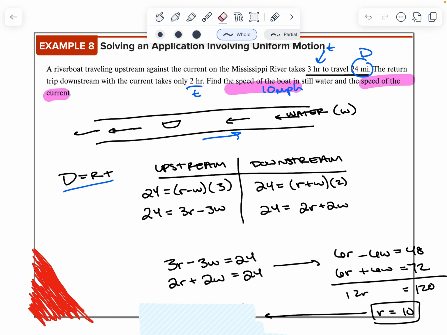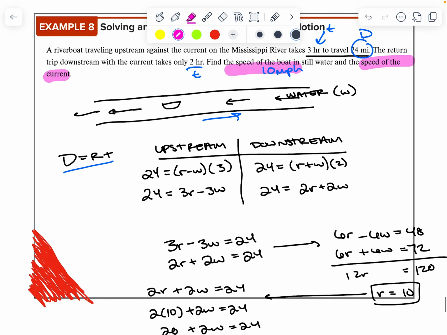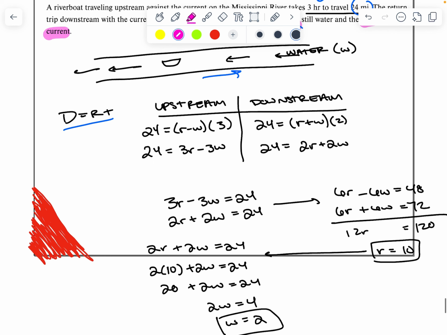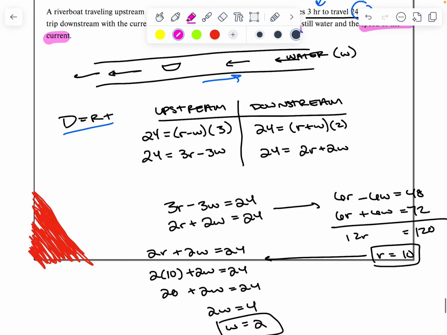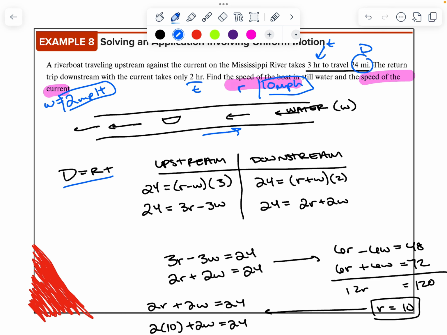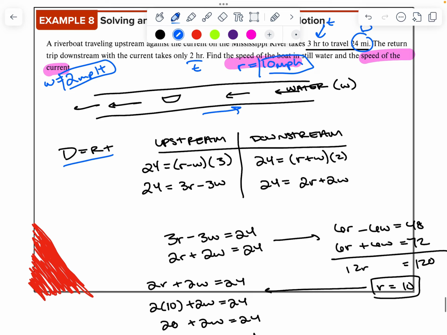To find the water, we just need to sub in our R to either of those equations. I chose the bottom equation, 2R plus 2W. And we end up with W equals 2. So the speed of the water is 2 miles per hour. Again, it's going to have two blanks: one for the speed of the boat, one for the speed of the water.